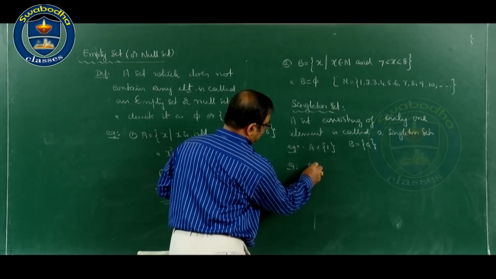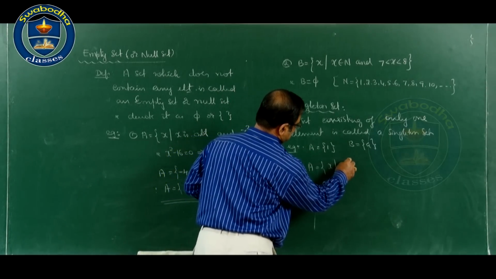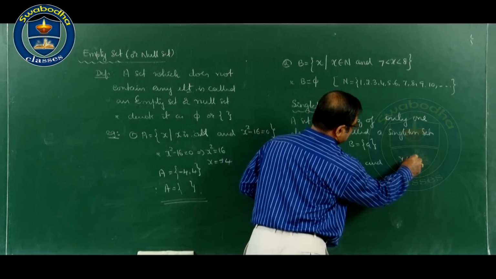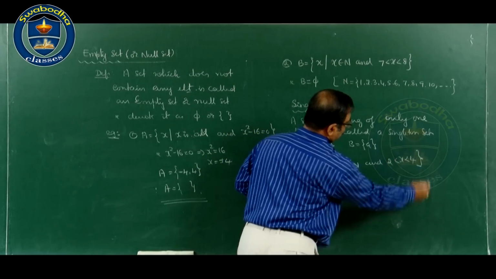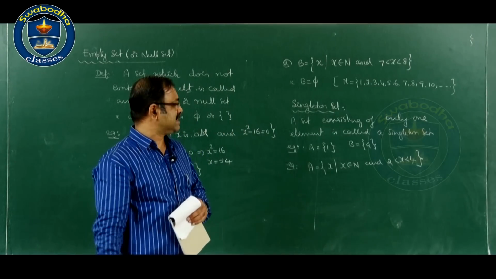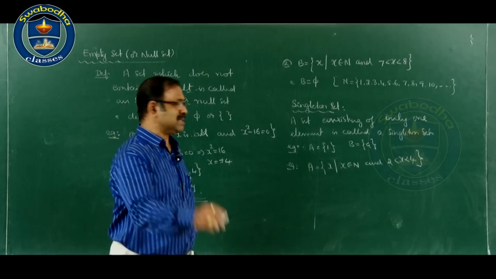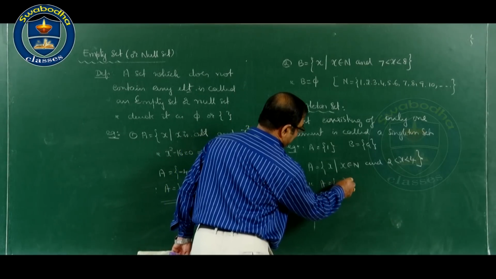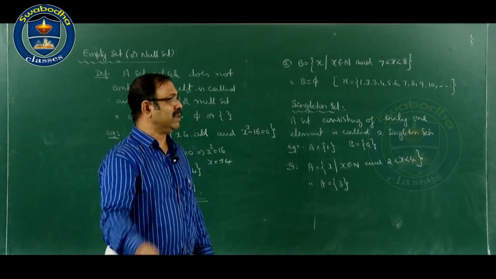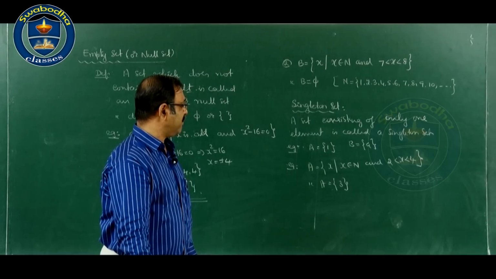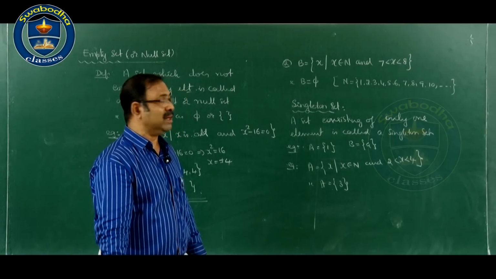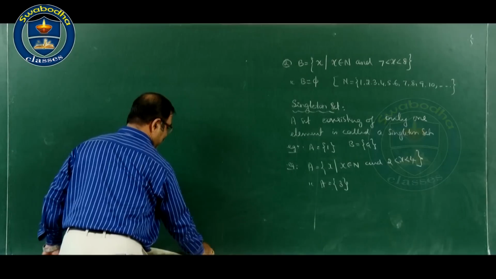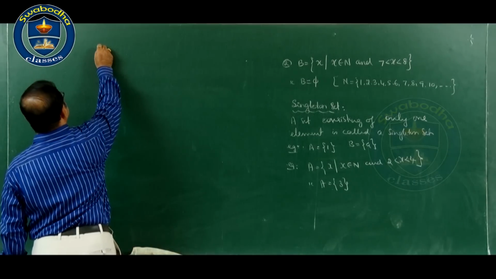Now, I can give you one more example. A is the set of all x belongs to N, and x is less than 4, greater than 2. This is a singleton set. Why? You can find one element, 3, which is between 2 and 4. Therefore, A is equal to {3}. Next, we study finite set.